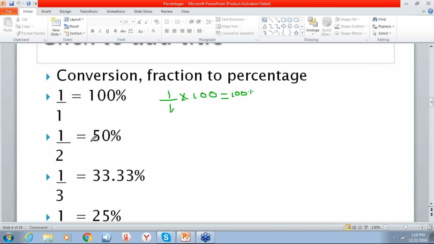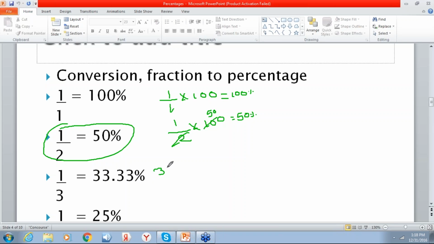Again 1 by 2 is equal to 50%. How to convert a fraction into percentage? 1 by 2 into 100. 100 divided by 2 gives 50, and 50 into 1 is 50%. Whereas 1 by 3 is equal to 33.33, or 33 1 by 3%.